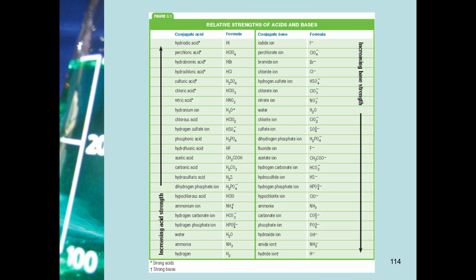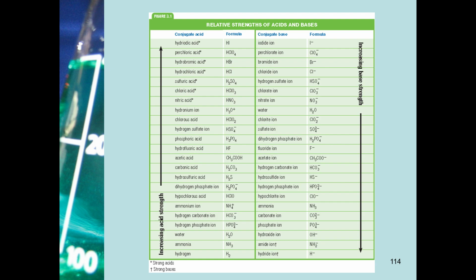Now in this chart right here, we're looking at these pairs of conjugate acids and conjugate bases. On the left column we have the acids, and you'll notice that the names of all of those down to nitric acid have little asterisks after them, and if you look down at the bottom you notice those are all called strong acids. So the strongest acids on the left side are at the top. The weakest acids are at the bottom. Then on the right we have the bases.